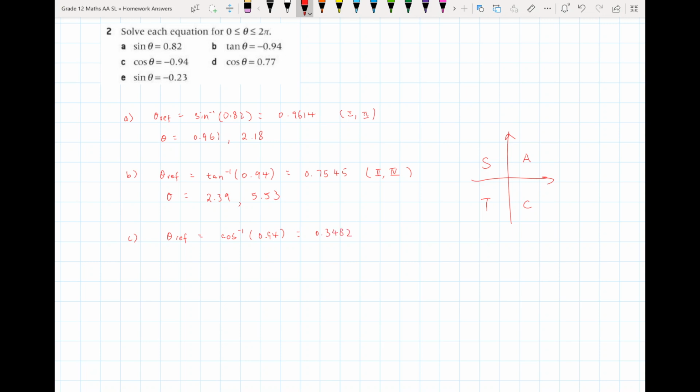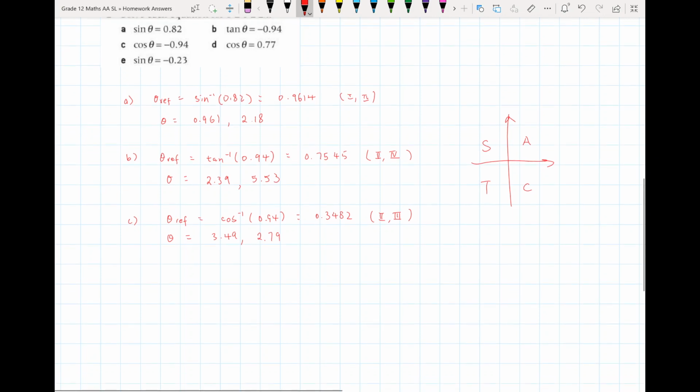Now, when is cosine negative? Well, cosine is negative at quadrants 2 and 3. So therefore, I will do pi plus the reference angle and pi minus. Oh, sorry, I did it the other way around, but they're still equal. So I just switched the quadrant 2 and 3 answers around. Doesn't matter. The order doesn't have to be in order.